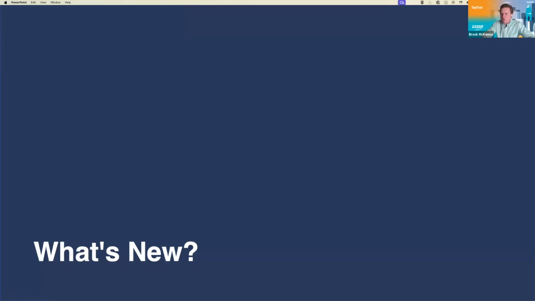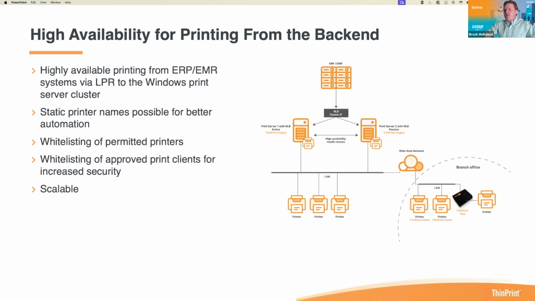So jumping back to the PowerPoint, what's new? I touched on high availability earlier. This is a little bit different scenario. This is high availability for printing from the backend. What I touched on earlier is for Windows environments where we can install the ThinPrint engine. With the high availability for backend, it's more for ERP and EMR systems. We can provide a static name for those systems, and instead of remapping to that system, we can sit in between it and route the print job that sends out the backend to a healthy server.